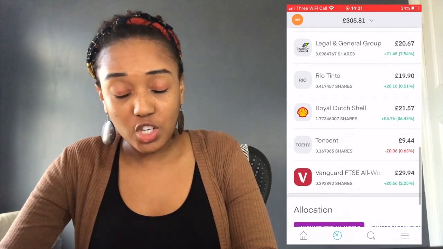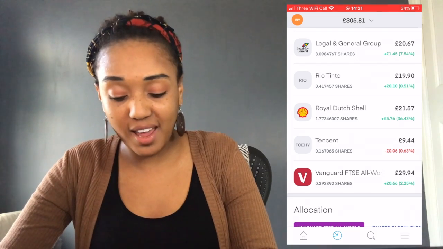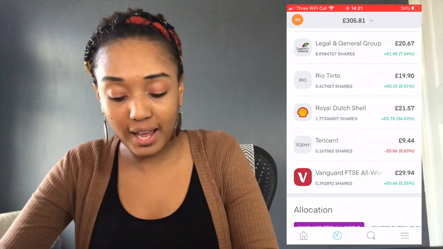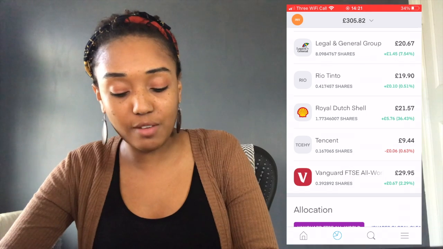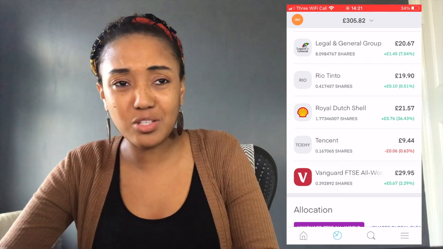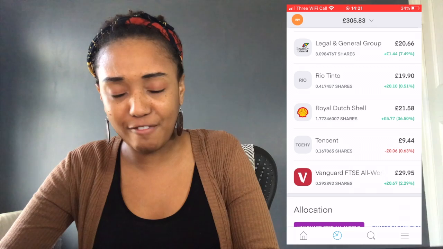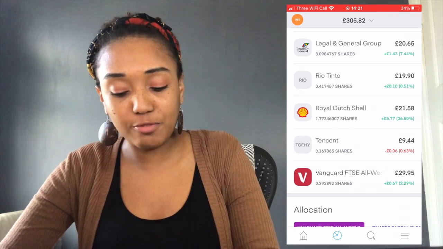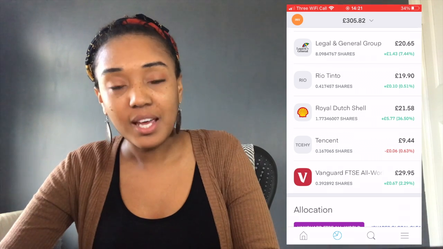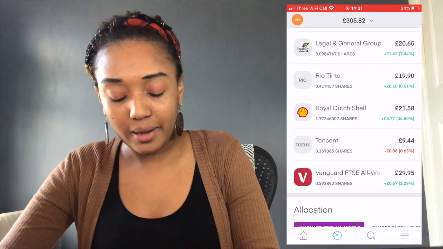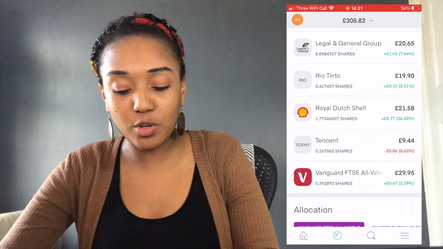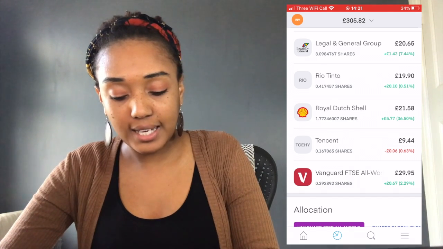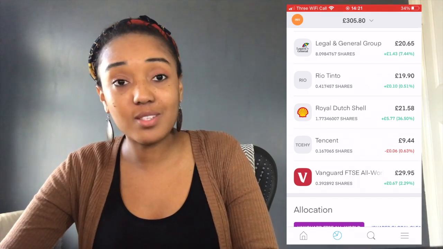Then we've got Royal Dutch Shell. This was one of the free shares that I had, and then I topped up what I had, so now I have 1.77 worth of shares. As you can see, this share is up by £5.77. Considering I only have £21.57 now invested in this stock. So that is a really good performing stock, and I'm looking forward to see where this goes in the future.